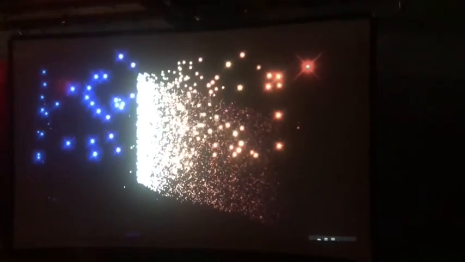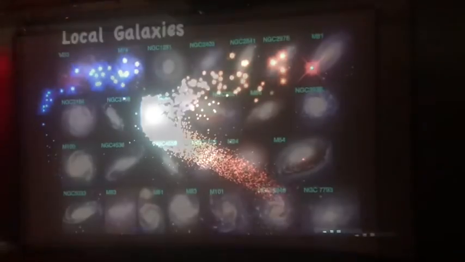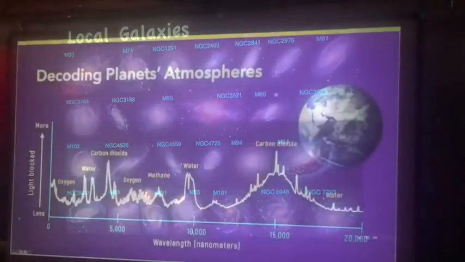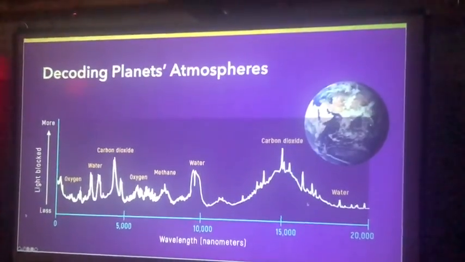The brighter stars on top, dimmer stars in the bottom, and they have these N and NGC numbers, elements and the molecules.